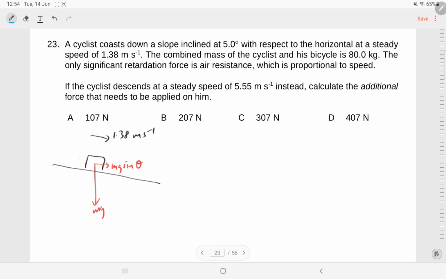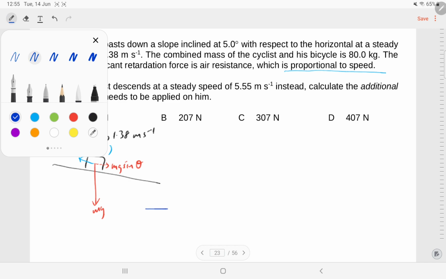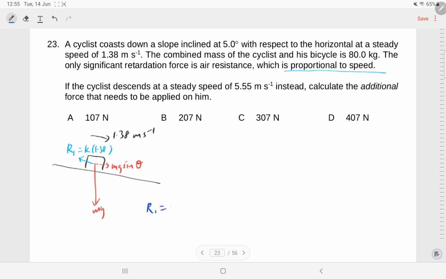That will have meant that the air resistance, let's just call it R1, which is proportional to the speed, is equal to K times 1.38, and it must be equal to mg sine theta. Why so? Because acceleration must be 0. So K times 1.38 equals mg sine theta. So this is equation 1.